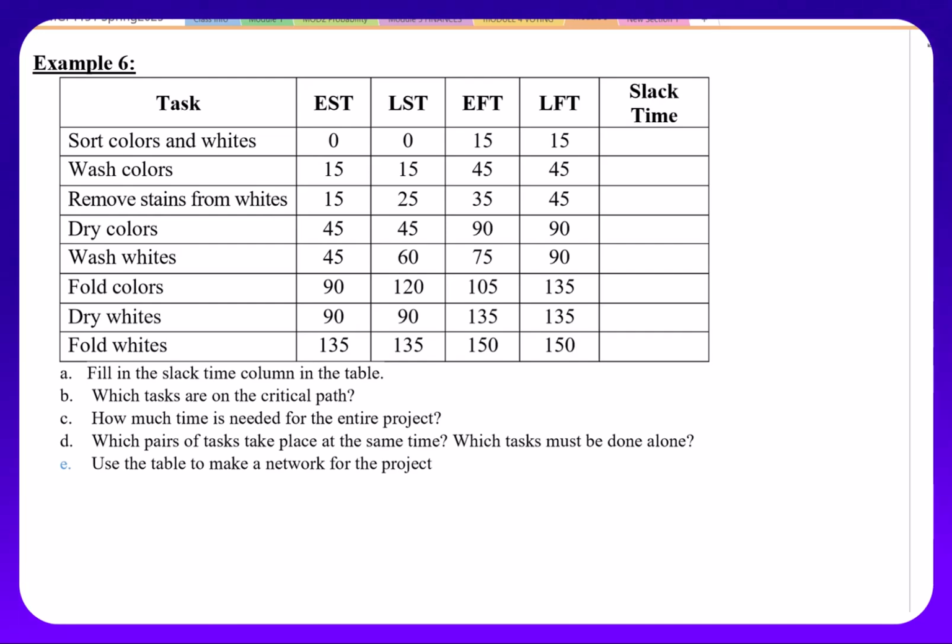This video is the second part for scheduling problems, and this example is dealing with sorting clothes. The actual instructions for this problem state that we are doing 2 loads of laundry, a colors and a whites, and it's being done by one person. They've given us the tasks, estimated start times, latest start times, and so forth for us to use to come up with these pieces in here.